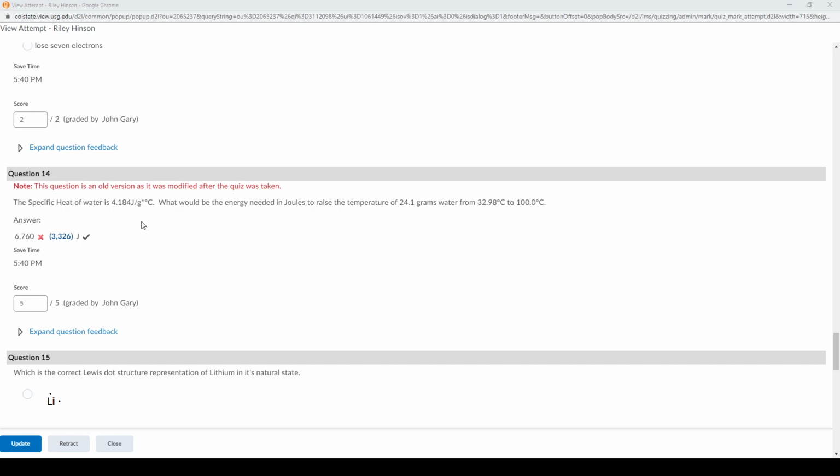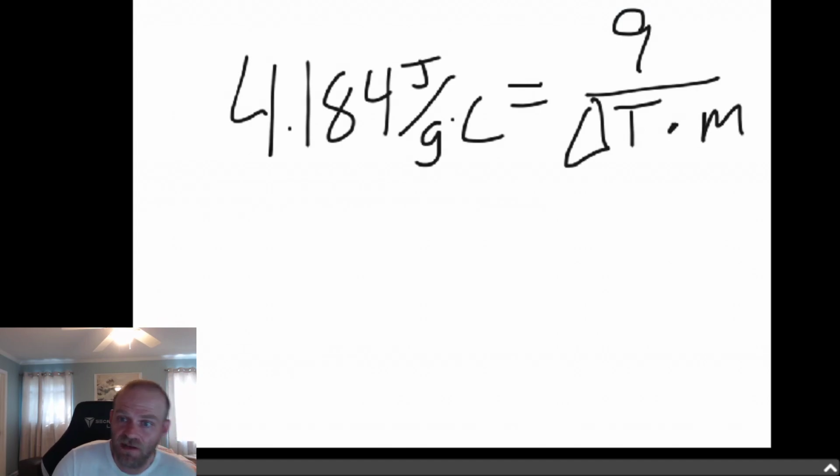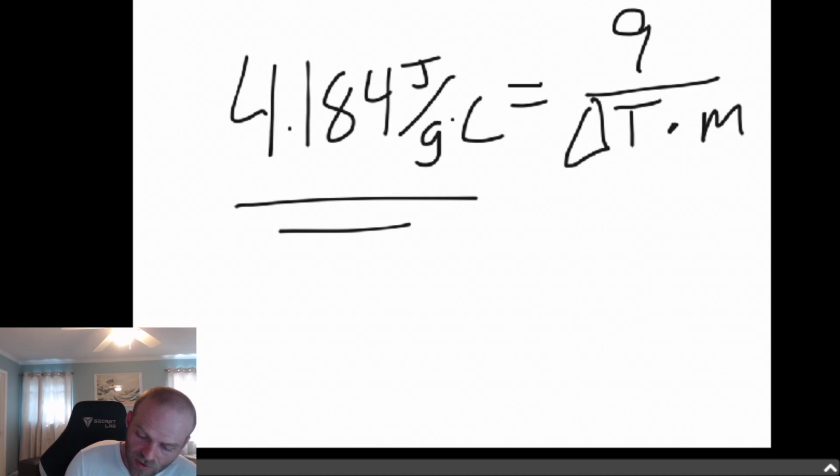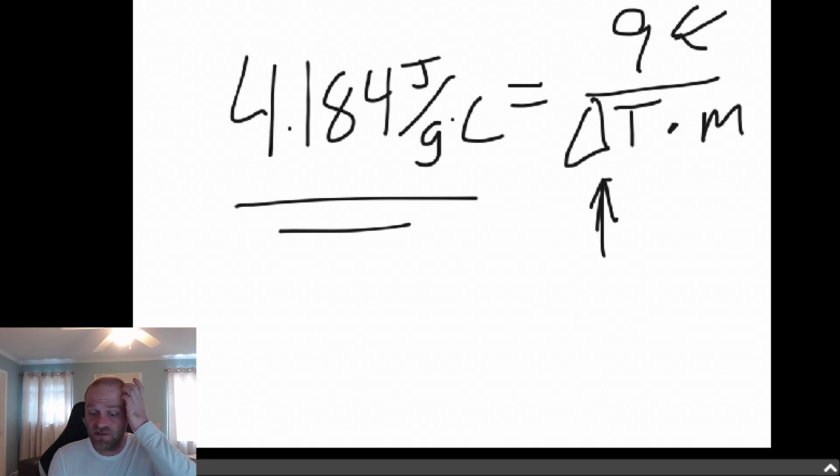Okay? And so that'll be our C and our grams when we fill those in. That's all you needed to do for this problem. This is the specific heat of water. This is the heat that is needed, and that's what the question is asking for. The delta T is found by subtracting the final temp from the initial temp, and then the mass is given.